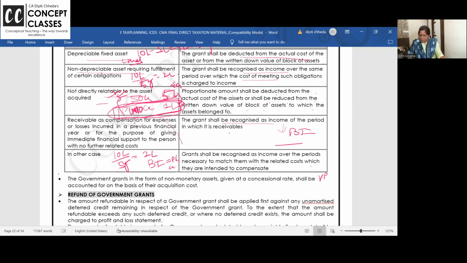VRS also. When my employee is leaving my organization, at a time I'm paying him 3 lakh. Now this 3 lakh I'm paying at a time, but the Income Tax Act says whenever you pay VRS, you can allow 1/5 every year as your business expense. 3 lakh you cannot put in the P&L account in 1 year. So 1/5 of 3 lakh, that is 60,000, is allowed as business expense every year for continuous 5 years.